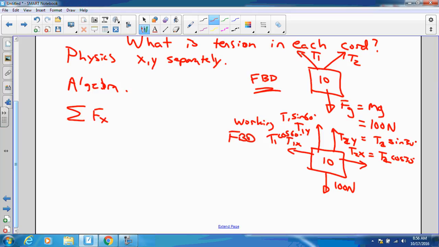So, working free body diagram. And then we're going to follow that up with sum of forces in the x direction and sum of forces in the y direction as two separate equations.